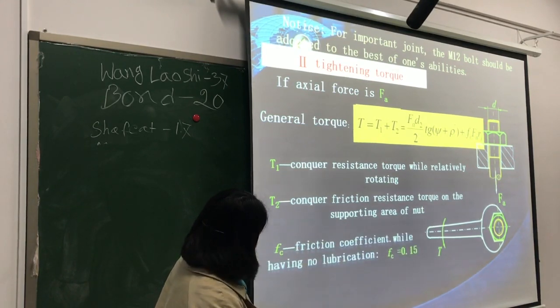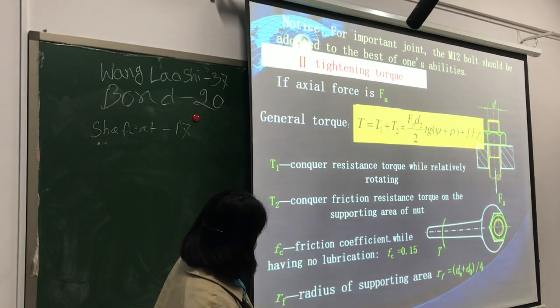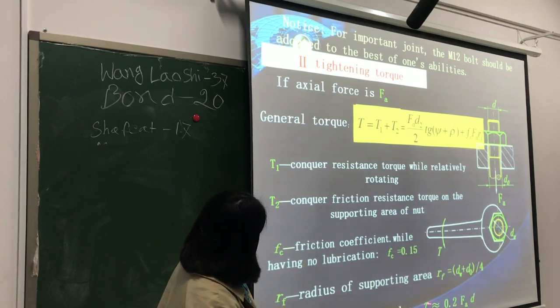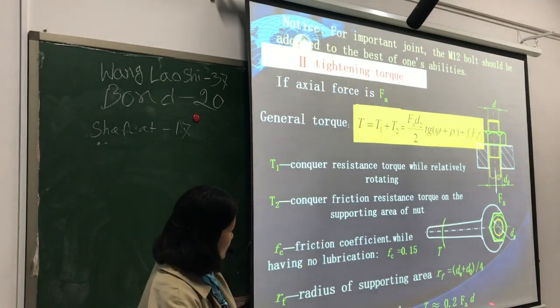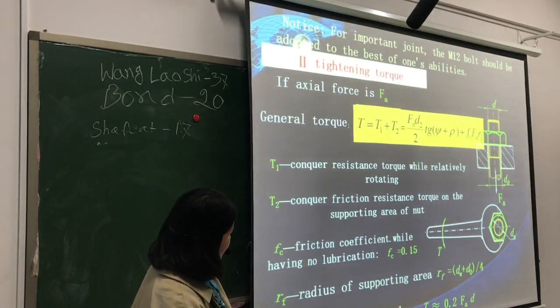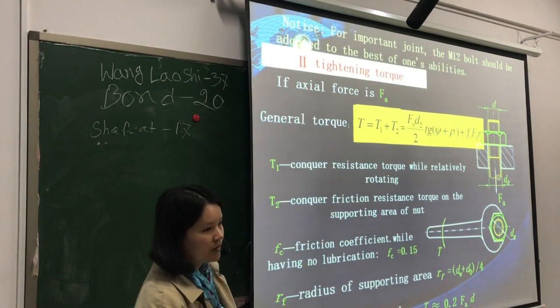Okay, and we can calculate and simplify the equation and obtain that the tightening torque equals 0.2 F_A times d, where F_A is the preload. So we can use this equation to calculate the preload.